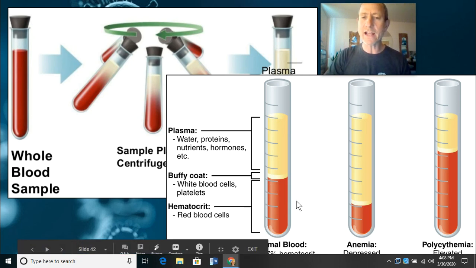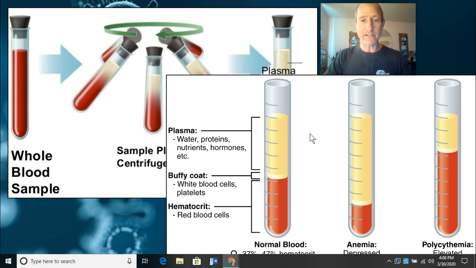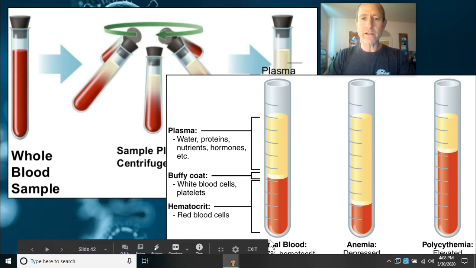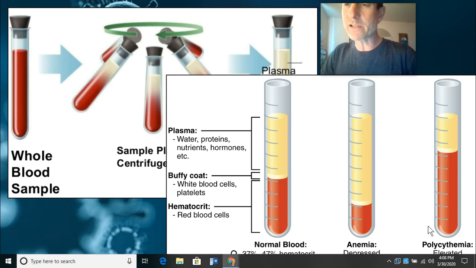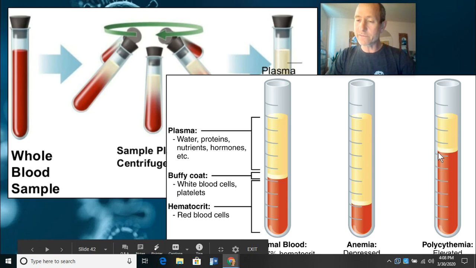So the hematocrit has red blood cells in it. So in normal blood, this is the proportion of red blood cells that you would have. If you're anemic, that would mean that you have less. See how there's less red blood cells and more plasma in somebody who is suffering from anemia? And then somebody who has polycythemia would have elevated levels of red blood cells.